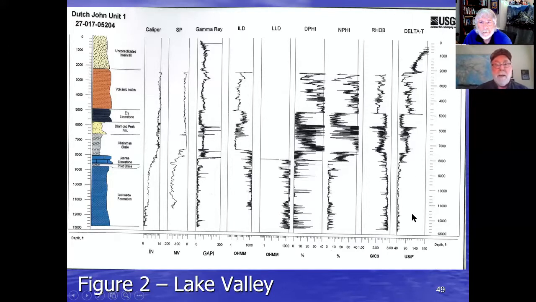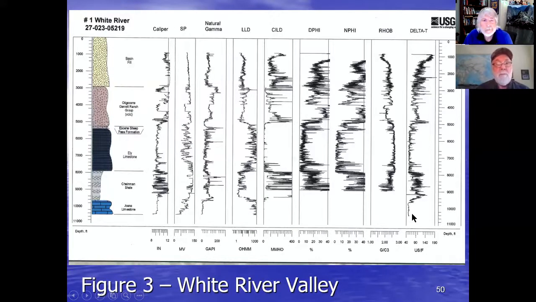So we go to the next slide. This is an example from the White River Valley, and notice we're seeing some somewhat similar responses. The CILD at the top there is a conductivity curve from an induction log, and all the rest of these we've explained before.